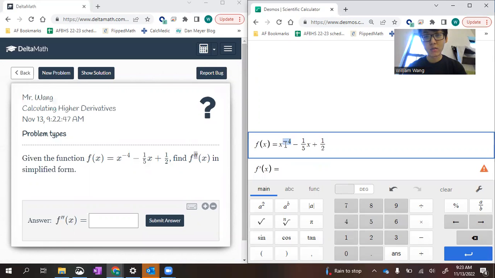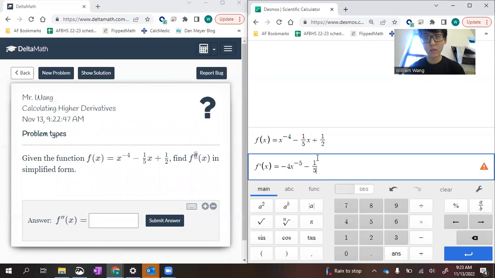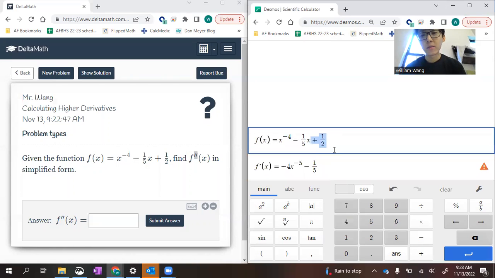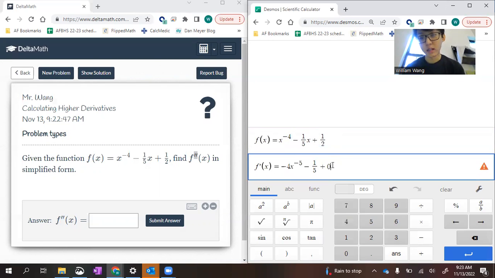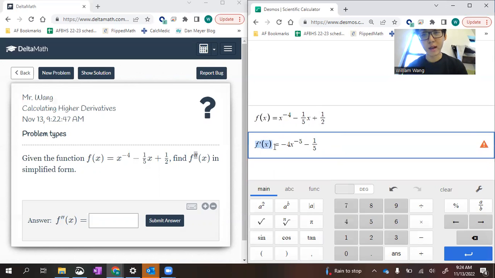F prime of x would be power rule, so I'm going to bring the negative 4 down, negative 4x, and then I'm going to subtract 1 from the exponent. So instead of x to the negative fourth, it's going to be x to the negative fifth. Now let's continue. Derivative of negative 1/5 x. Whenever it's just a number times x, then the derivative is just going to be that number. So it's just going to be negative 1/5. The x disappears. Finally, plus 1/2. Derivative of any number is 0, so I can imagine that as plus 0 or just make it disappear. So that is the first derivative, or f prime.